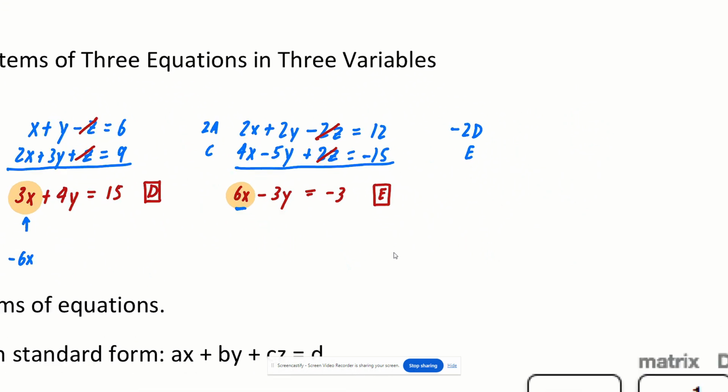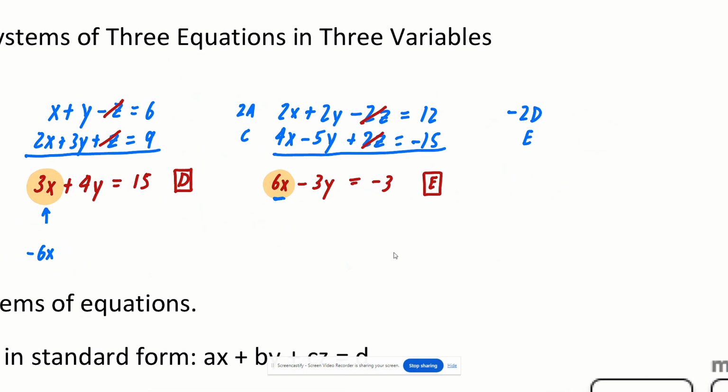So here we go. We're going to multiply the entire D equation by negative 2. Ready? So what's negative 2 times 3x? Negative 6x. What's negative 2 times positive 4y? Negative 8y. Equals, what's negative 2 times 15? Negative 30. But now I can bring the E equation over just like I see it. 6x minus 3y equals negative 3.